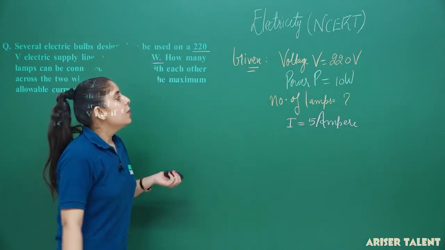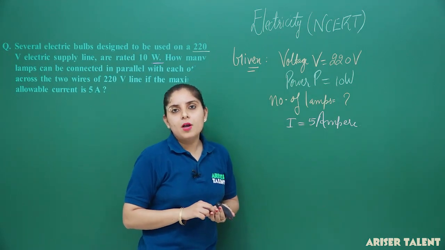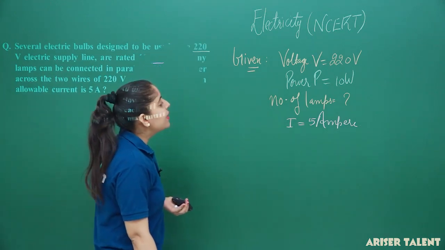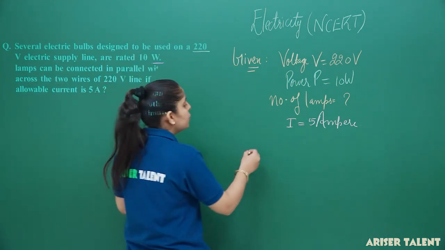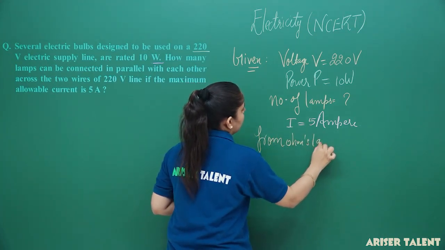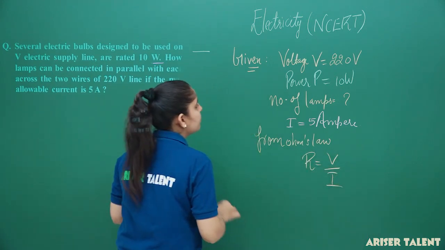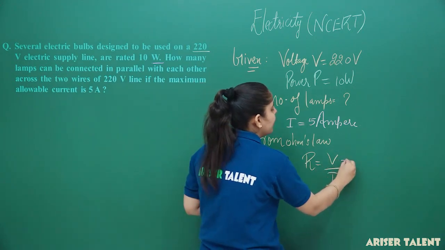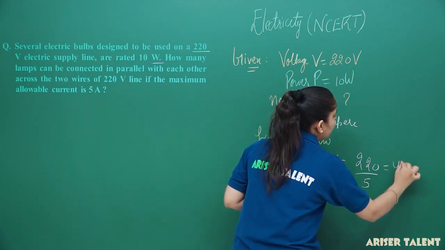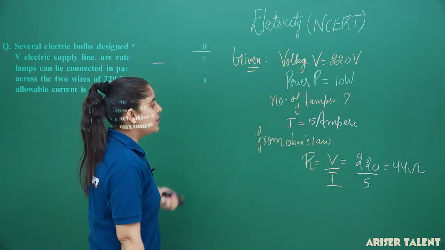Now, power, voltage and current are given. So again here we have to apply the formula for power, V square upon R. But firstly we will calculate the value of resistance here. From Ohm's law, R equal to V upon I. Voltage here is 220 volt and the current is 5 ampere. So it came out to be 44 ohm. So this is the resistance here.